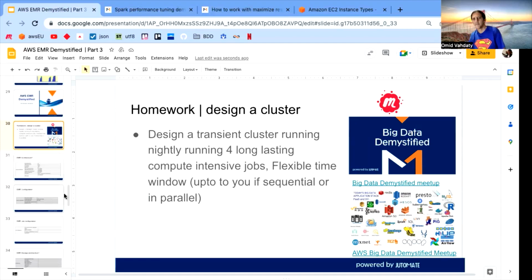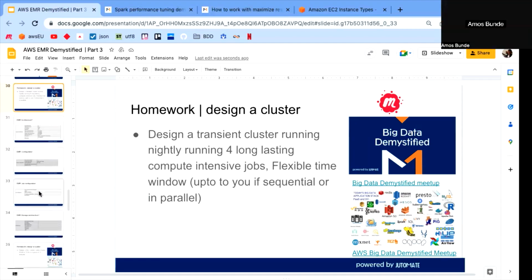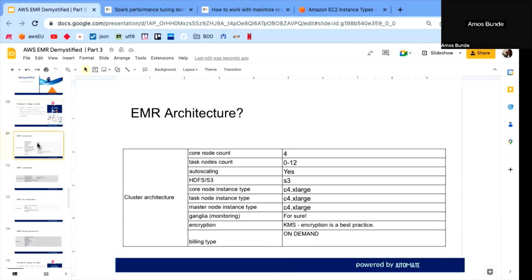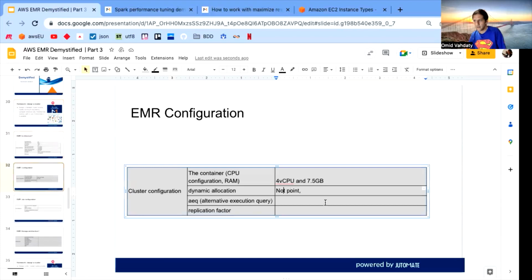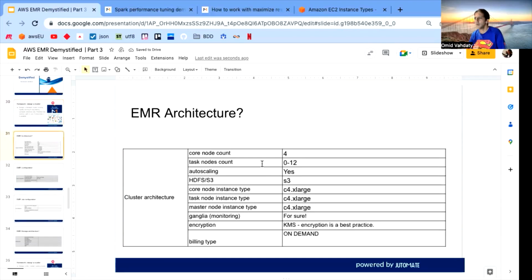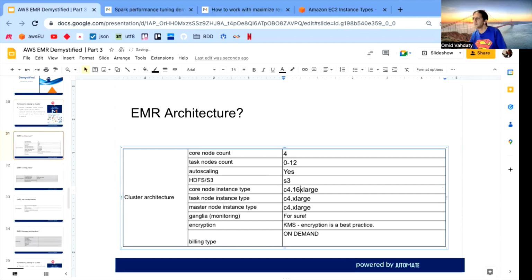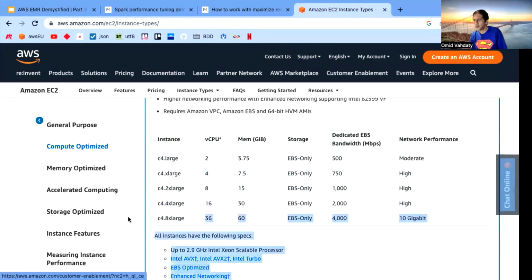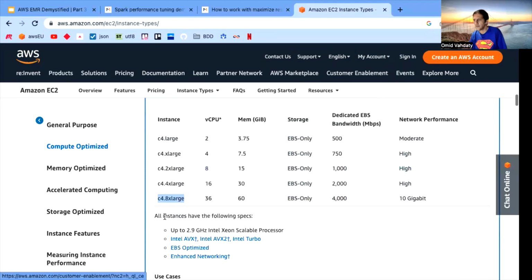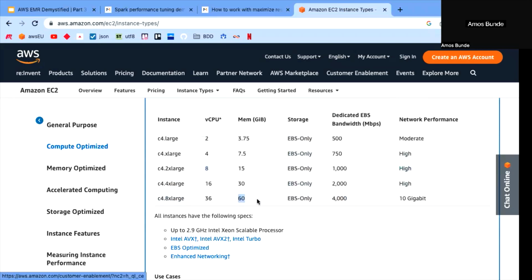Amos, you with me? Yes, I am, Omid. Okay, so we said dynamic allocation is no point because we already used the maximum amount of resources. But let's assume we have a bigger instance. Can you just open up the EC2 instance type that you already opened up there? Let's say we choose this one, C4 8 extra large.